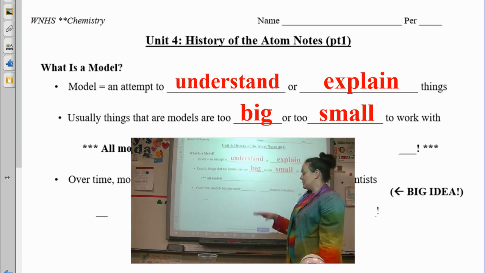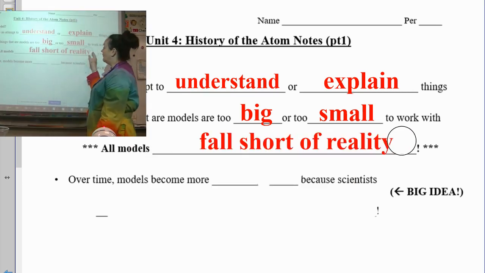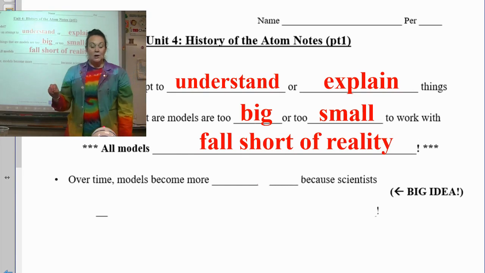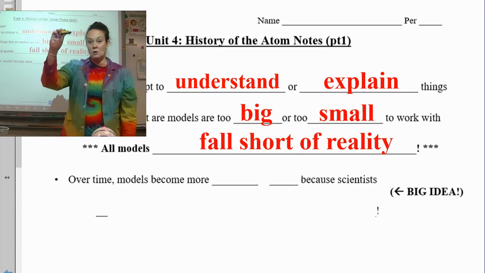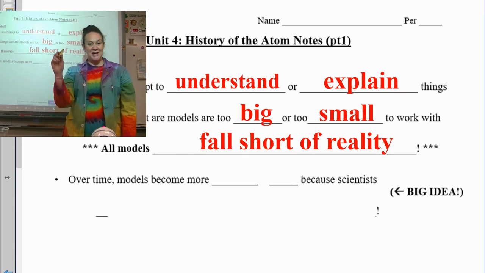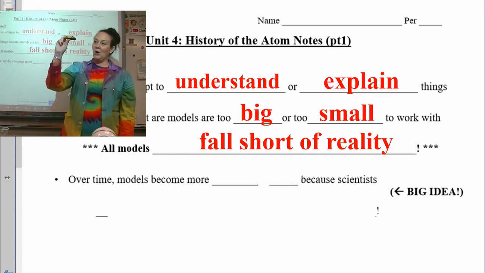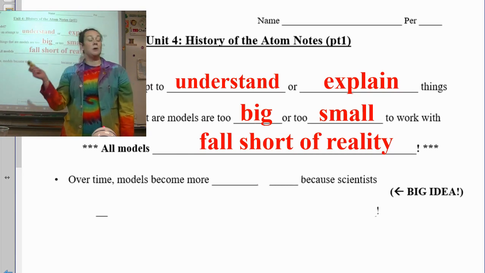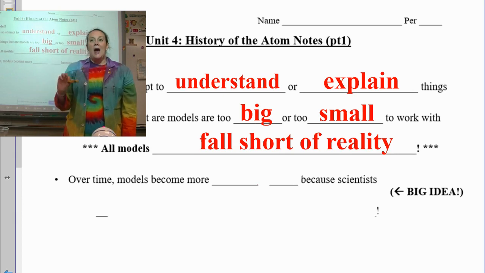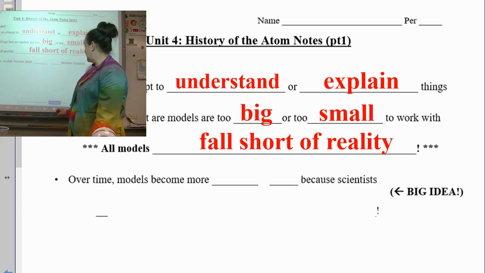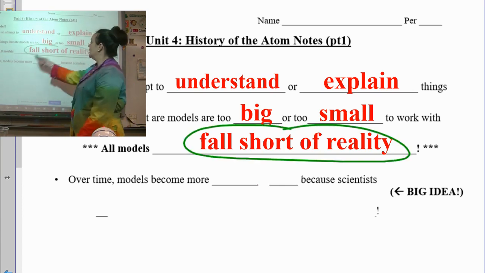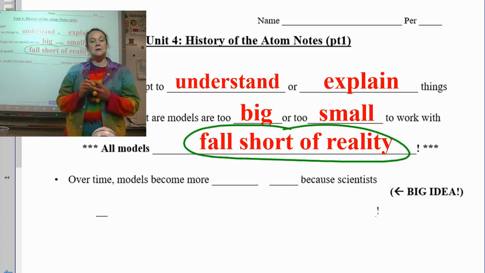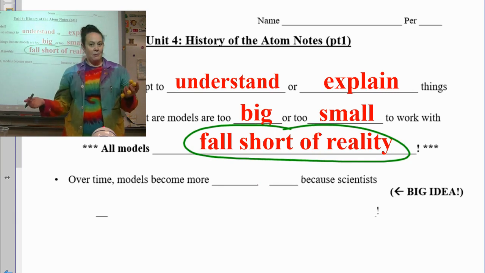But the problem is that all models fall short of reality. If our model car drove like a car and took gas like a car and was big like a car and smelled like a car and sounded like a car, it would be a car. So as we're talking about our models throughout this unit, it's a big idea to remember that all models fall short of reality, because at some point in time, it is just a model.